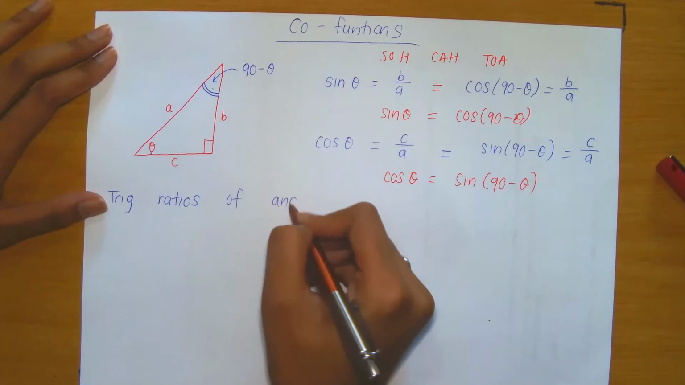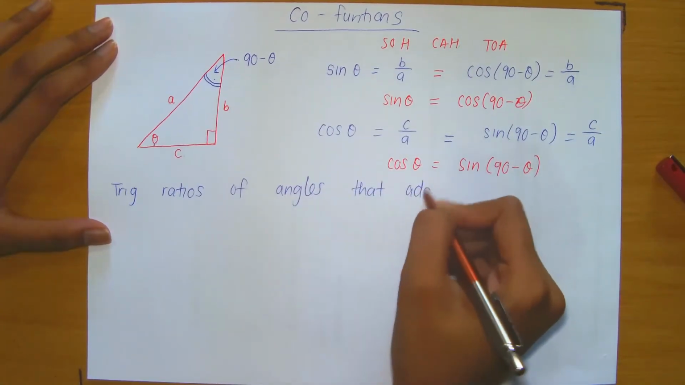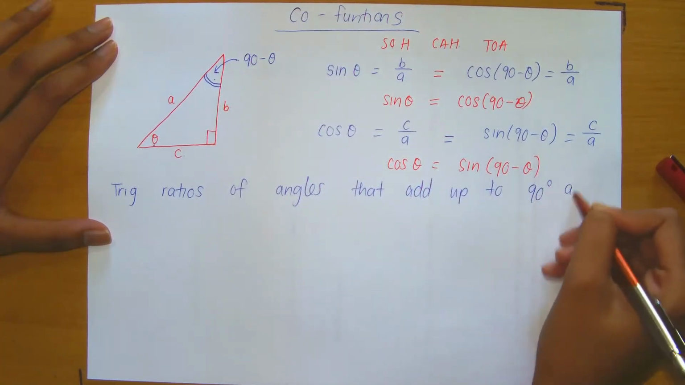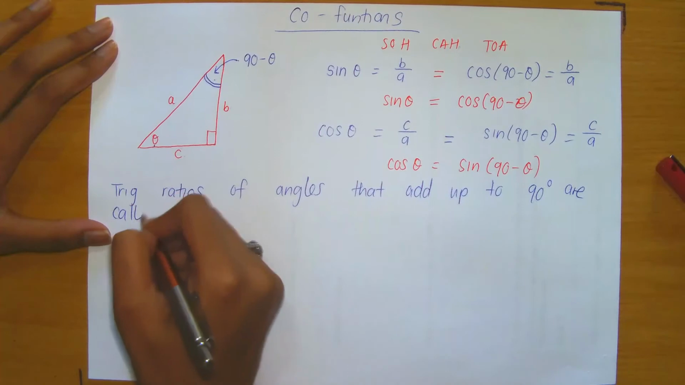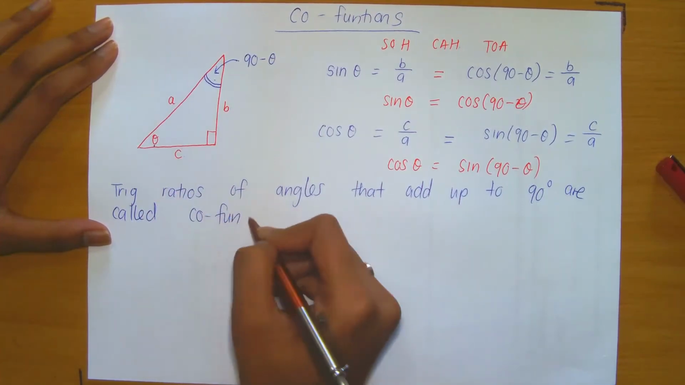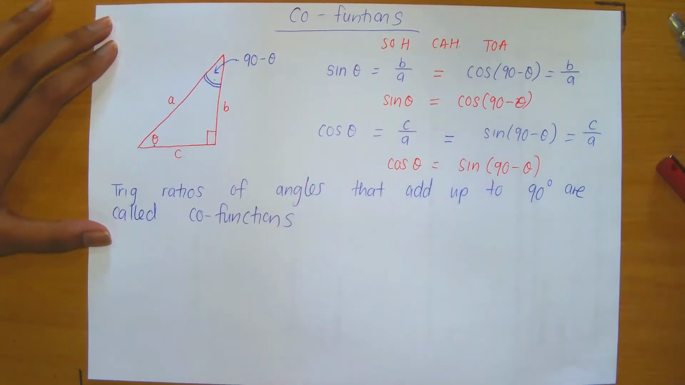Right, and trig ratios of angles that add up to 90 degrees are called co-functions. Right, so in summary, I'm going to write down some formulae for you.